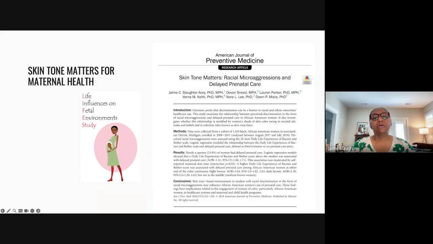So I was using quantitative data in my initial investigation. But the problem with the quantitative data is that it's only measuring skin tone. It's not actually measuring processes in which colorism may be affecting women as they navigate the prenatal healthcare system, right? Or their daily lives. And this study didn't have that information.